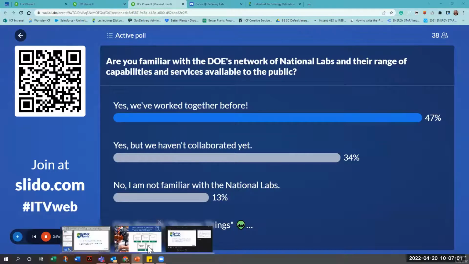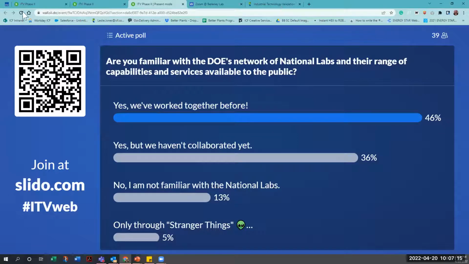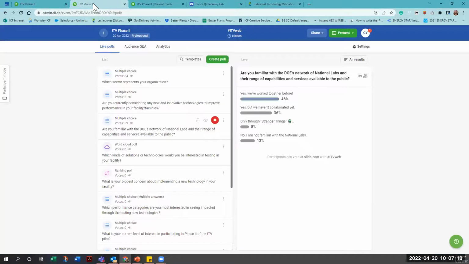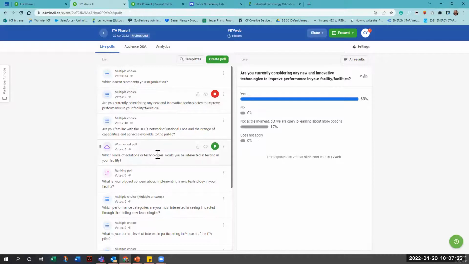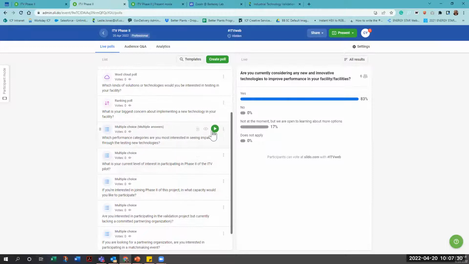And let's see, what was the next question that we had here? All right, so the last question I have before we get into discussion, what performance categories are you most interested in seeing impacted through the testing of this new technology? We have technologies that we can look at energy efficiency, we can do water, waste. Okay. Sorry, forgive me for one second. Oh, there we go. Helps if I put the questions in order. Okay.